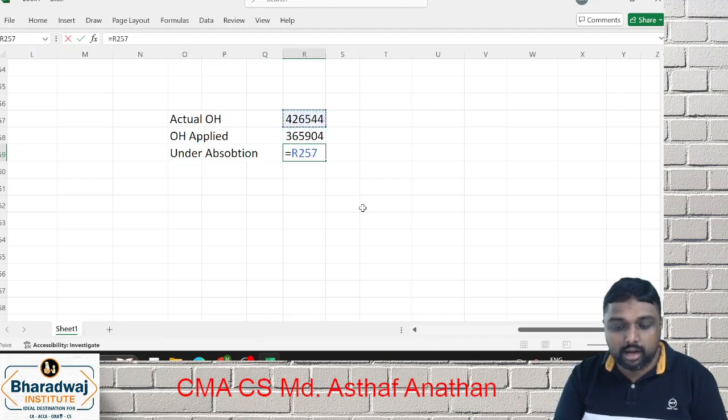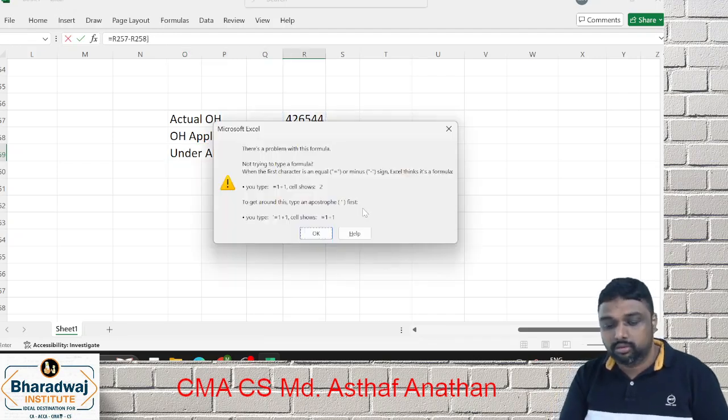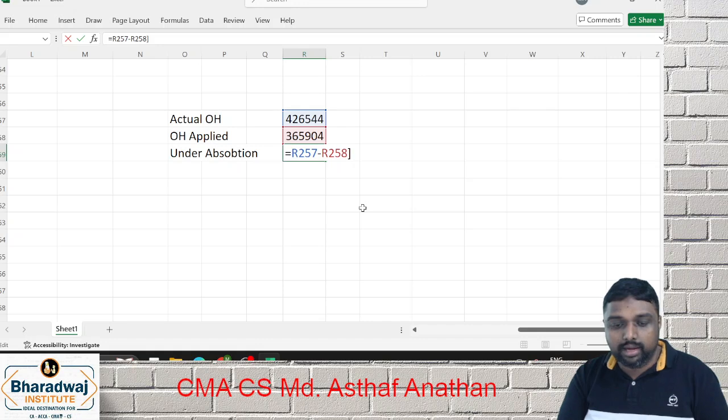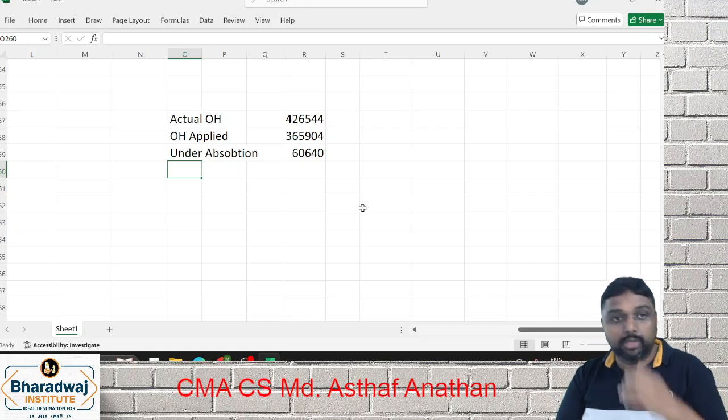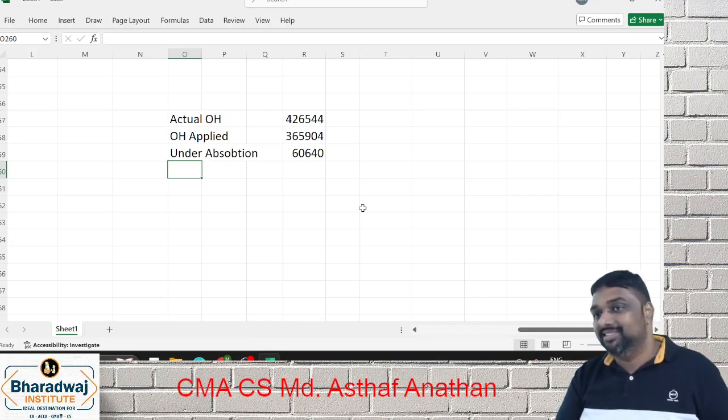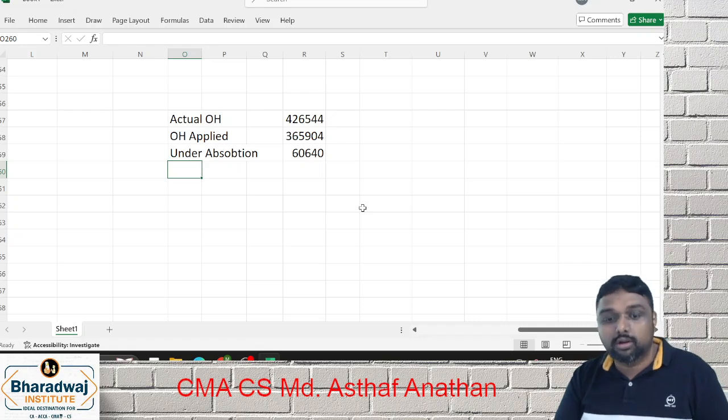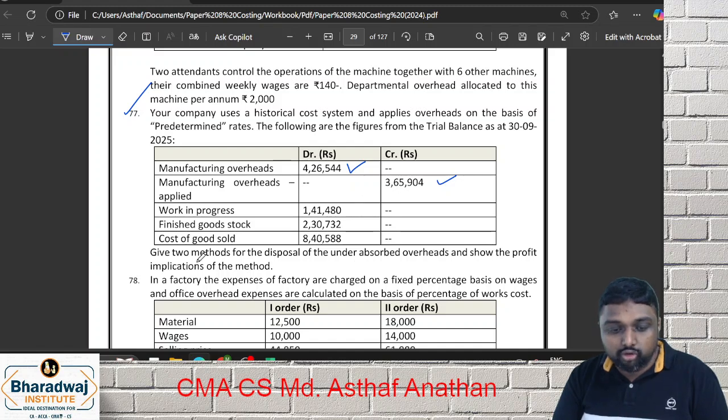Applied is less, we call it under absorption. Are you clear? Now this under absorption, you can treat with different methods. What are the methods? You can carry forward, or charge to costing P&L, or use a supplementary rate. In this case, two methods. So costing P&L directly. For the supplementary rate, we have to get the ratio for this.